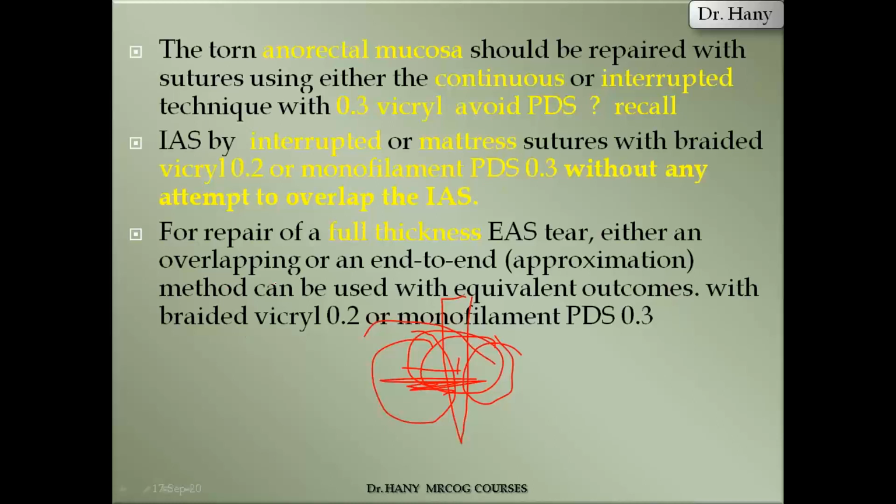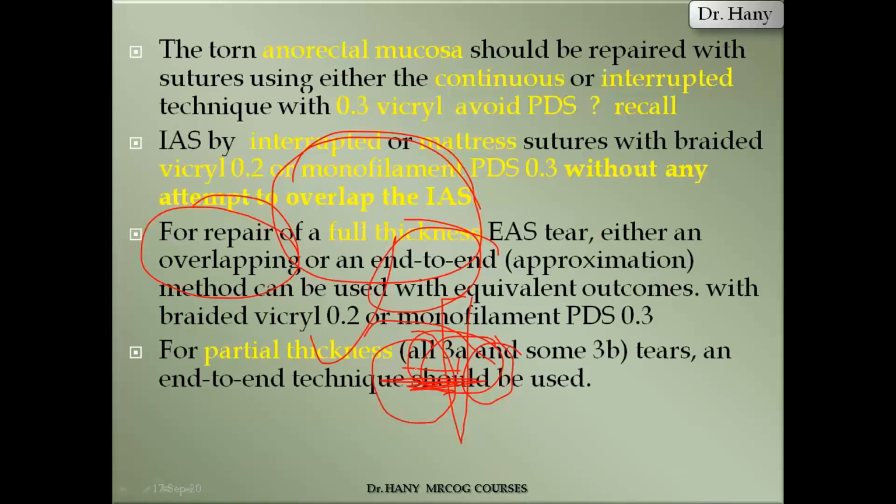So, for repair of a full thickness external anal sphincter tear, either do overlap or end to end, because you can do overlap only here. Anatomical repair, only here. A full thickness cut, you can do overlap. Otherwise, there is no overlap. Either method can be used with equivocal outcome. So either end-to-end or overlap, both are fine. The same suture, Vicryl 2-0 or PDS 3-0.